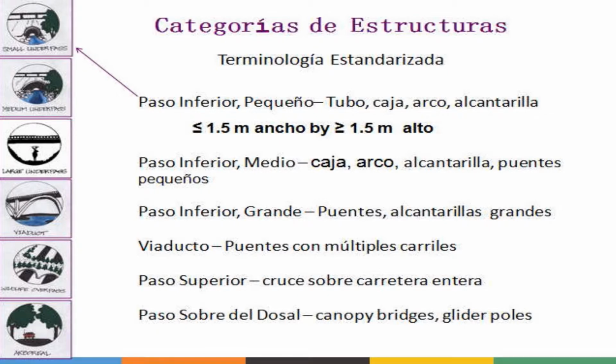So the first type is a small underpass. And generally, when we talk about a small underpass, we're talking about 1.5 meters by 1.5 meters. So it can be round, it can be square, but generally the size is the issue. It might have water in it, might not have water in it. The next one is also an underpass, but it's a medium-sized underpass. And that can be a bridge or it can be a culvert.